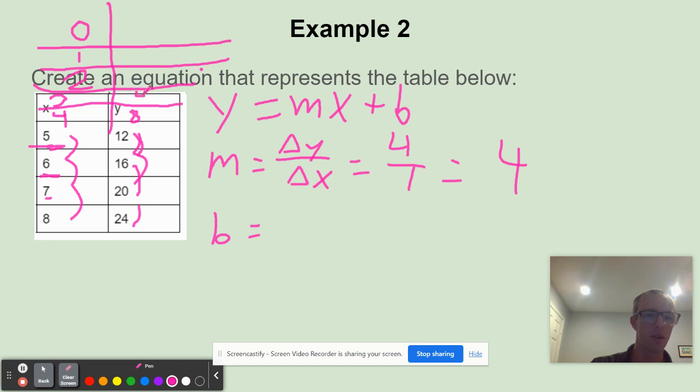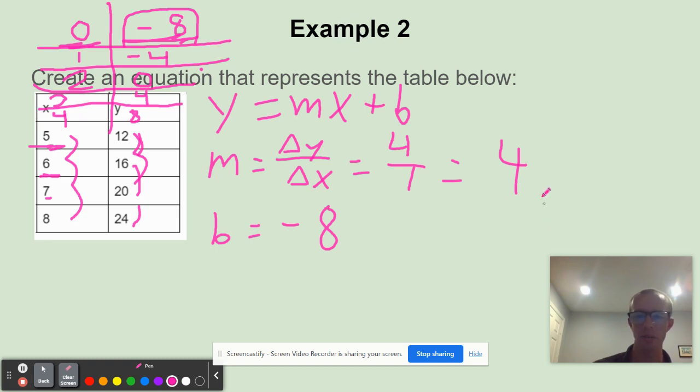Go backwards 4, I'm at 4. If I'm at 4 and I go backwards 4, I'm at 0. Backwards 4, I'm at -4. And then I'm at -8. So the value of y when x is 0 is -8. So b is -8 here.